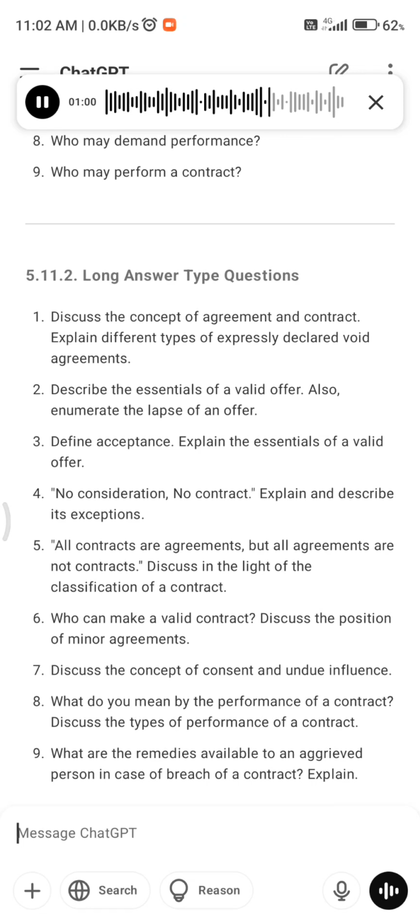5. All contracts are agreements, but all agreements are not contracts. Discuss in the light of the classification of a contract. 6. Who can make a valid contract? Discuss the position of minor agreements. 7. Discuss the concept of consent and undue influence. 8. What do you mean by the performance of a contract? Discuss the types of performance of a contract. 9. What are the remedies available to an aggrieved person in case of breach of a contract? Explain.